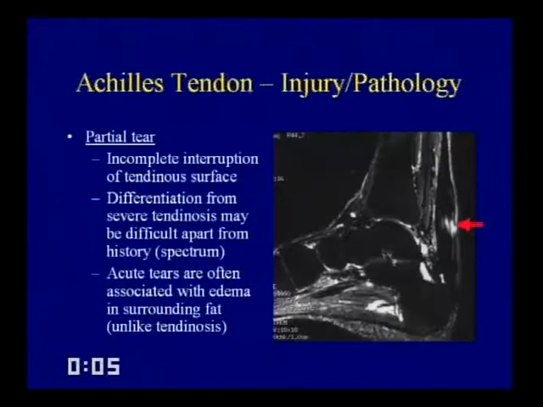I reserve the term partial tear for when I see incomplete interruption of the tendinous surface, as you see here. It can be difficult, however, to differentiate this from severe tendinosis. It is a spectrum of injury in many cases. Acute tears, though, are going to be associated with edema in the surrounding fat, unlike tendinosis in most cases.